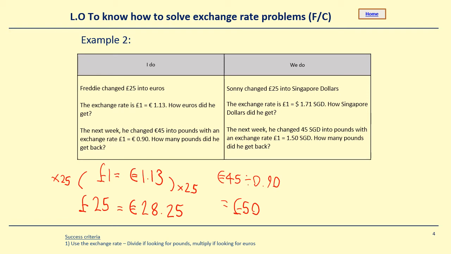So remember, divide if looking for pounds as an answer, multiply if looking for euros as an answer. Okay? Please pause the video here and then try that we do for me.